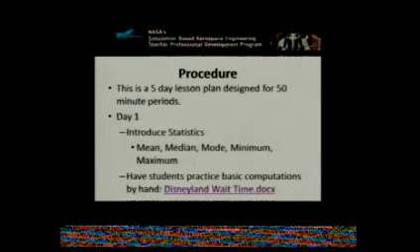So it's all about a procedure. We all follow procedures in our daily classes. What Anna and myself have designed is a 5-day lesson for 50-minute class periods. So if you're teaching block classes, you're going to need to adjust the time accordingly. But day 1 is going to serve as a mere introduction to statistics. What is a statistic? How do you work with it? And particularly, we're going to dive into mean, median, mode, maximum, and minimum.